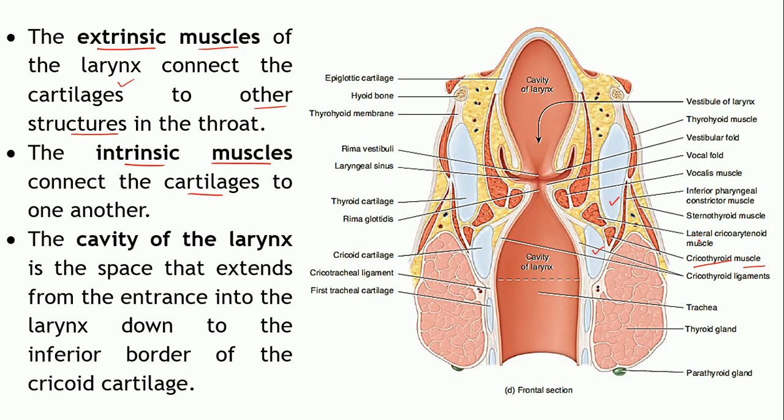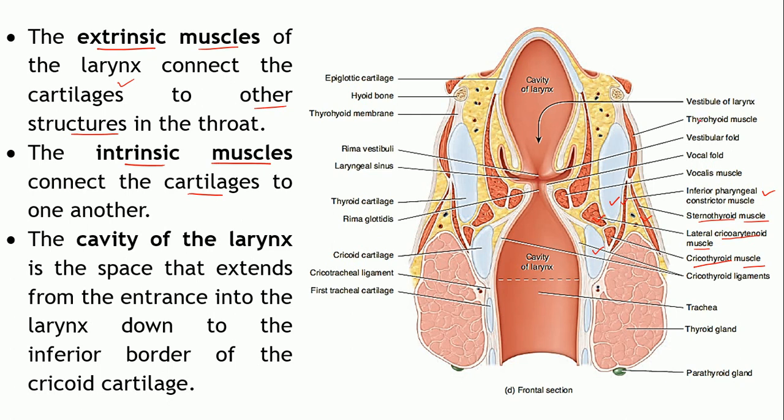Then this one is the lateral cricoarytenoid muscle, this one. Okay, so obviously this is also an intrinsic type of muscle, right, because it is connecting the cricoid with the arytenoid cartilage, right. Okay, then this one is the sternothyroid muscle, this one. So what it will be connecting, the thyroid cartilage with the sternum. Okay, so obviously this is a type of extrinsic muscle, right. Okay, then this one is the inferior pharyngeal constrictor muscle. So this is again an extrinsic type of muscle, right, this one.